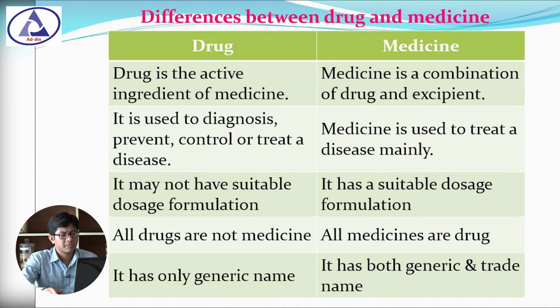Drug may not have a suitable dosage formulation, but medicine has a suitable dosage formulation. All drugs are not medicine, but all medicines are drugs. Drug has only a generic name, but in case of medicine, it has both generic and trade name.